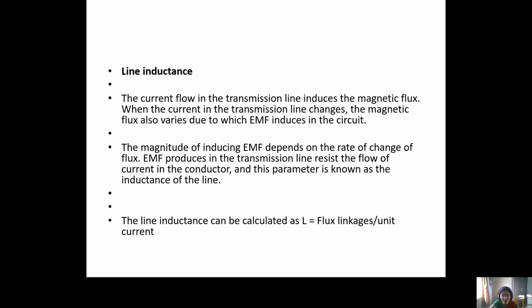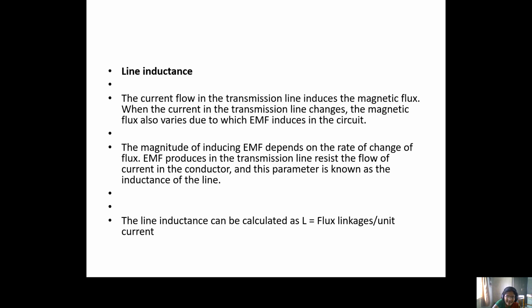The magnitude of the induced EMF depends on the rate of change of flux. The EMF produced in the transmission line resists the flow of current in the conductor. That EMF opposes the flow of current in the conductor, and that parameter is known as the inductance of the line.